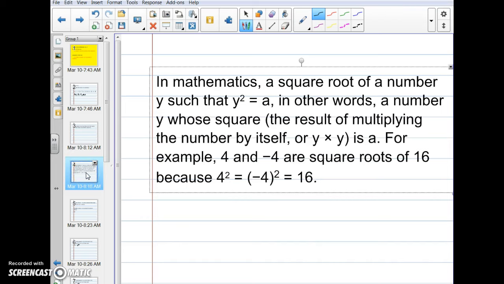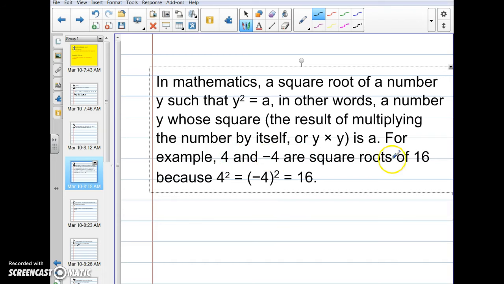And then I have a definition for you. So in mathematics, a square root of a number a is a number y such that y squared is equal to a. In other words, a number whose square, the result of multiplying the number by itself, is a. So for example, let's say my y value was 1, then 1 squared is equal to 1. That makes a 1 as well. Now you can do that with 2. So basically the number you're squaring goes here, the perfect square is over here. So a represents that.